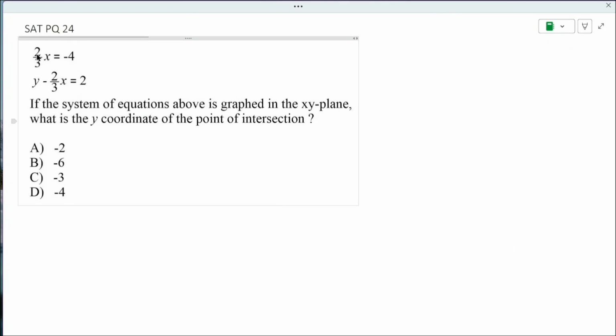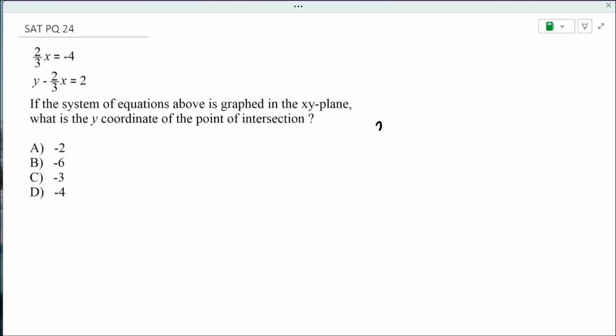Question 24. You have 2 over 3x equals negative 4. Then you have a second equation, y minus 2 over 3x equals 2. If the system of equations above is graphed in the xy plane, what is the y coordinate of the point of intersection? We dealt with the meaning of the point of intersection in the previous question. It's the point where the two lines meet. That's this line and this line when graphed in the xy plane. And here in this question, you've been asked to find the y coordinate.